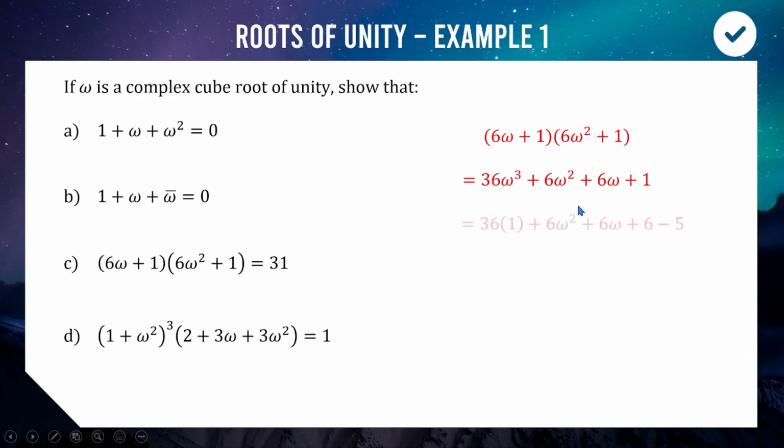What we can do now is separate this. We know that of course omega cubed is equal to 1 because omega is a complex cube root of unity. Okay, so omega cubed is 1. Now we're going to write this plus 1 in a really clever way.